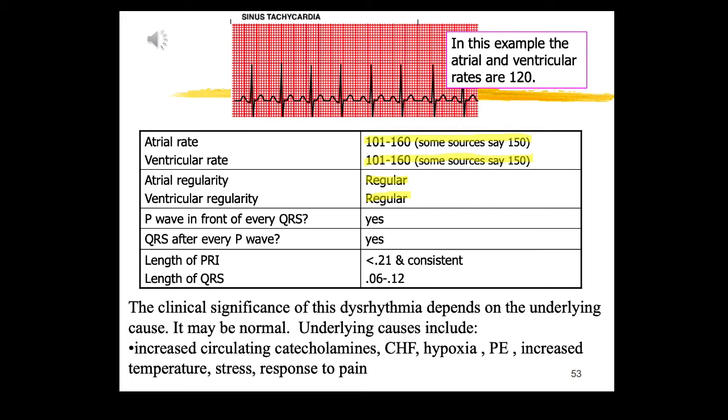The clinical significance of this depends on the underlying cause. Sinus tachycardia is typically caused by things like increased catecholamines, congestive heart failure, hypoxemia, pulmonary embolism, increased temperature, so fever, stress, or even pain. We don't treat sinus tachycardia, we treat whatever is causing it.